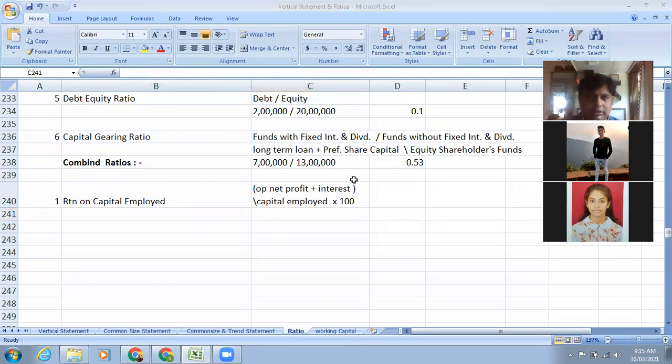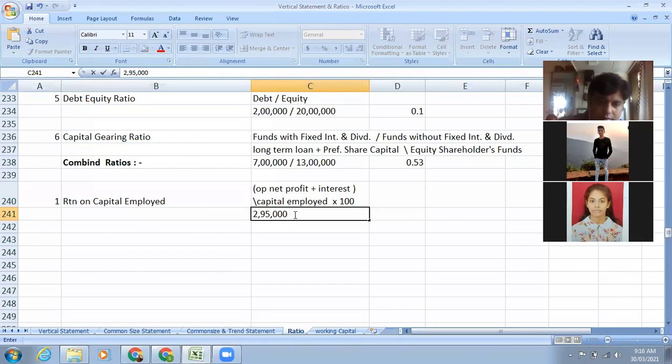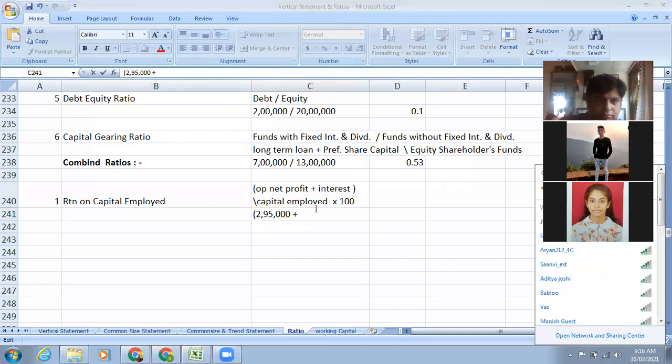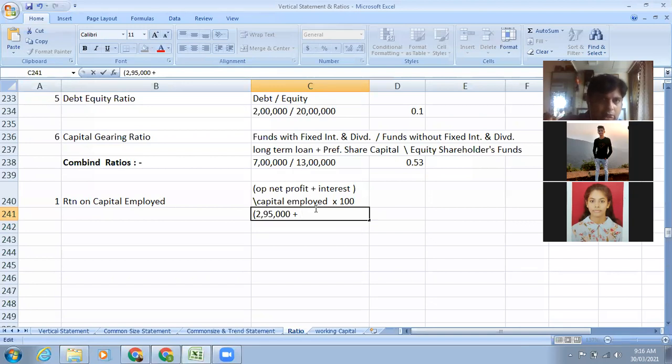Only Aryan and Shiva are getting me the answer. What about the remaining students? 2,95,000 plus, what is the amount of interest? Interest we have. Thank you, Anurag, Roshan, Dipesh. Hello, be quick. You can unmute and you can speak. It takes a lot of time here. 20,000 divided by capital employed. What was the total fund employed?